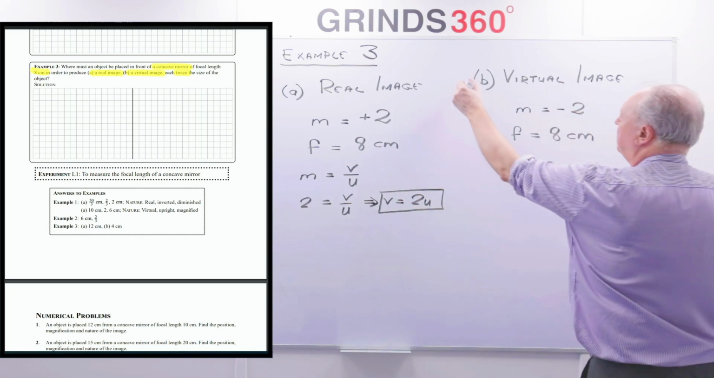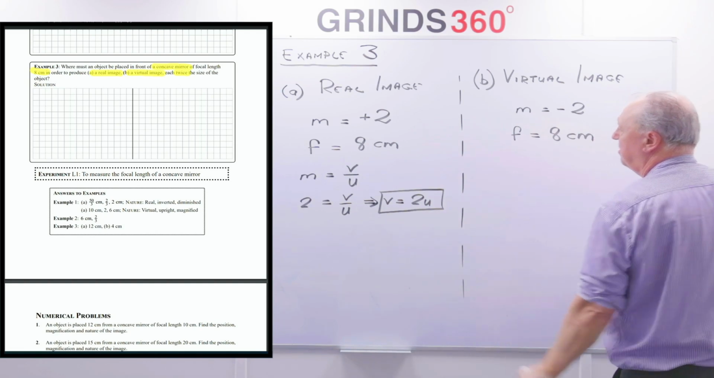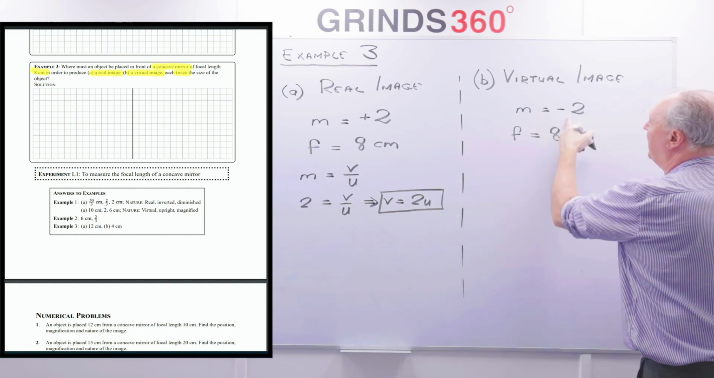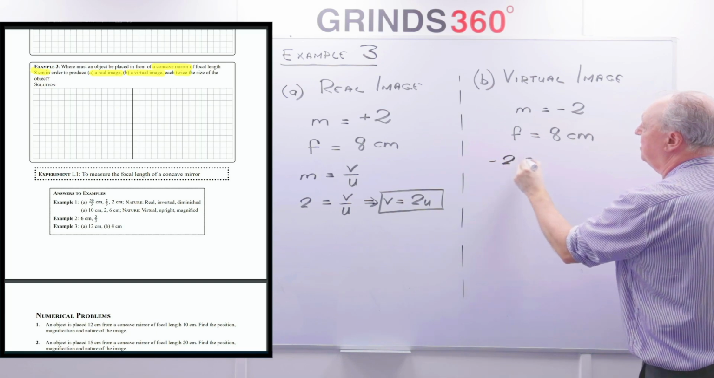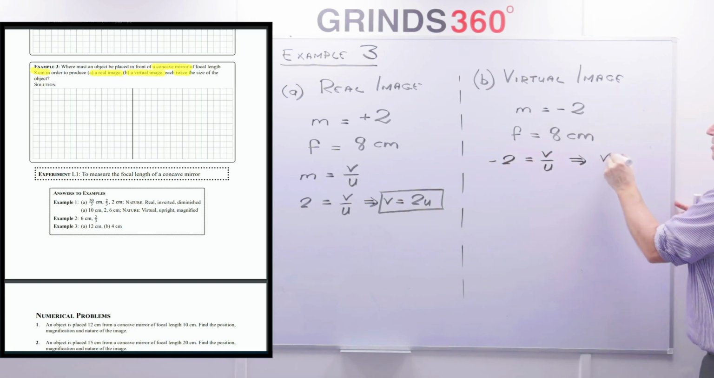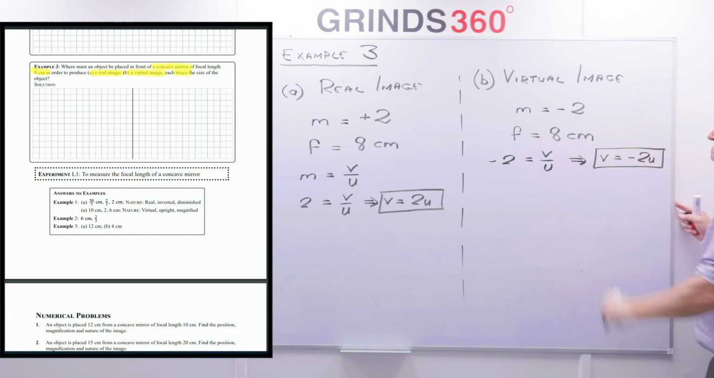Let's do the same for part B. So m is v over u. m in this case is minus 2, is v over u. That implies that v is equal to minus 2u. Put a box around that.